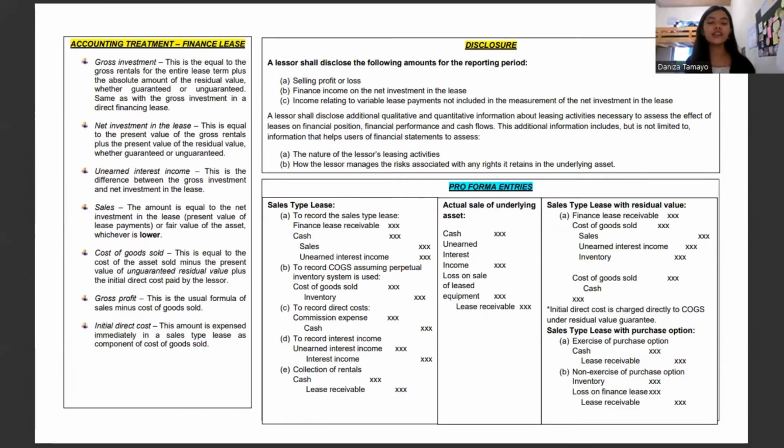So why are gross and net investment maintained? That's in order for the earned interest to be known. Also, for the initial direct cost, the treatment is that they're expensed immediately as part of the cost of sales. So for the accounting treatments, we've specifically laid down the matrix and we're going down the disclosure in a particular sense.